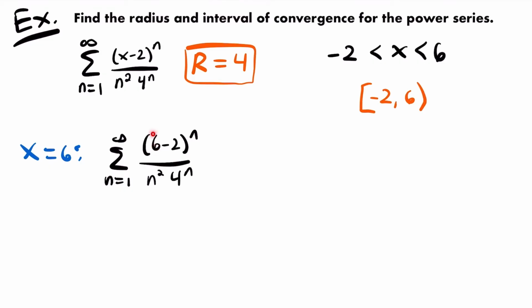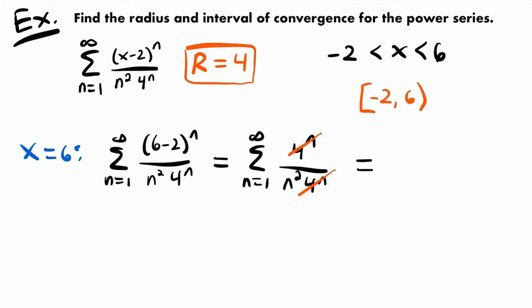All right, so we just replaced x with 6. And so if we simplify, 6 minus 2 is 4. So this is equal to the sum from n equals 1 to infinity of 4 to the power of n divided by n squared times 4 to the power of n. And now notice that we have 4 to the power of n in the numerator and denominator, and so those are actually going to cancel each other out.